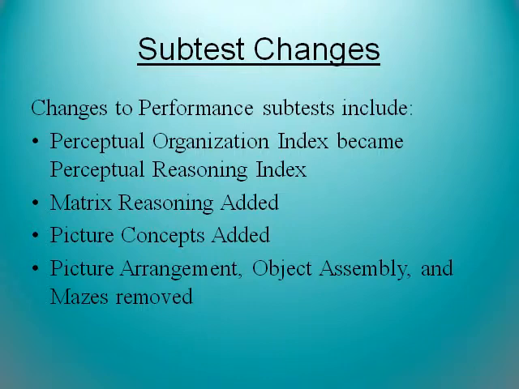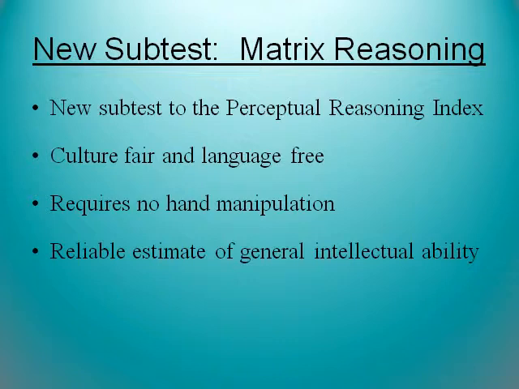Other subtest changes to the performance subtests include perceptual organization index became perceptual reasoning index, as we just said. Matrix reasoning was added, picture concepts was added, and then those others were removed. And the matrix reasoning subtest, this is also something found in the WISC-IV. It's a new subtest to the perceptual reasoning index. It's culture fair and language free. Which makes it a really, really good hold test.